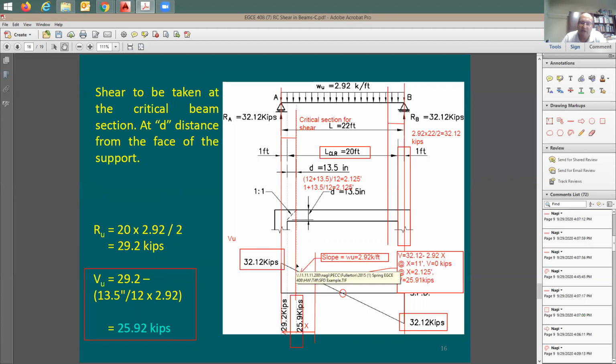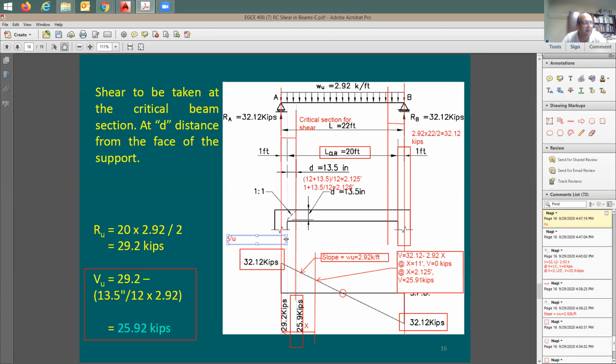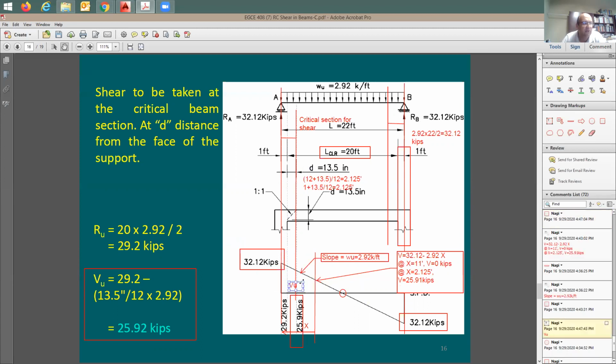But whoever has written the code, he's trying to be more realistic and he'd like to be nice to us. They say, no, don't take V sub U to be right here, to be this big value. You know that the shear diagram is dropping down when you go further away from the support. They say, you know what? Take it at a distance away from face of support. Take this value here. Don't take this. This is going to be just too much for you. I said, okay, this is nice of you that you are reducing here the shear demand for me from the 32 to the 25. But what is the reason behind it?